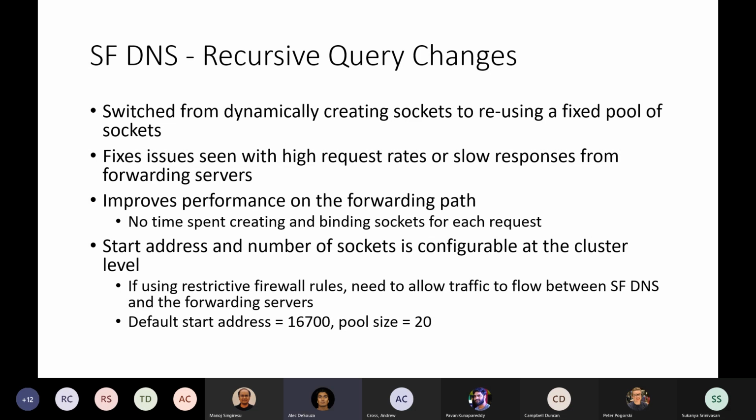As a side effect of the change, we also saw improvements in the forwarding path. Now we don't spend time creating and binding sockets for each request, so we save time there. The start address and the number of sockets are configurable at the cluster level. So if you're using restricted firewall rules, you need to make sure that traffic is allowed to flow between DNS service and the forwarding servers. Next slide, please.